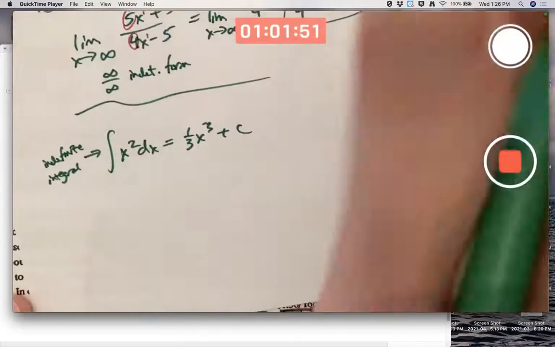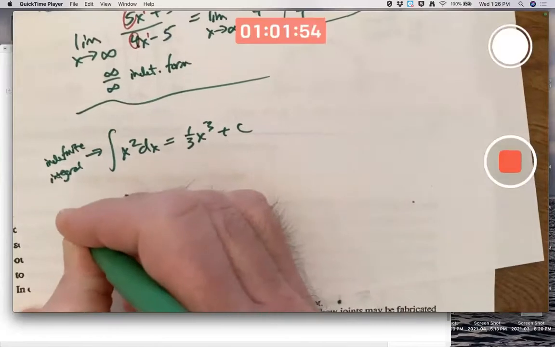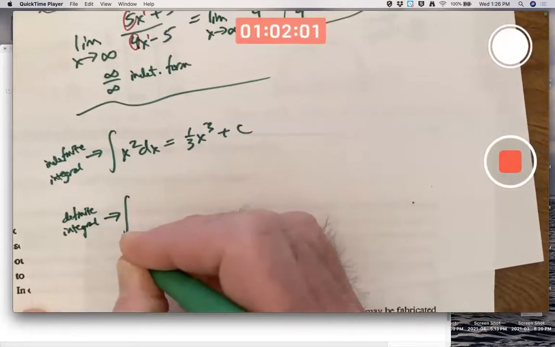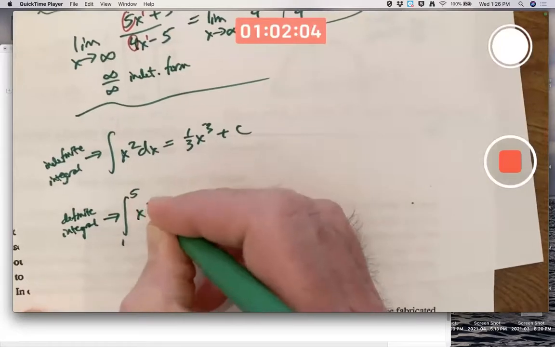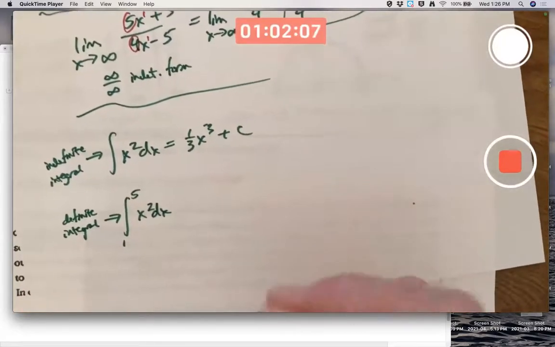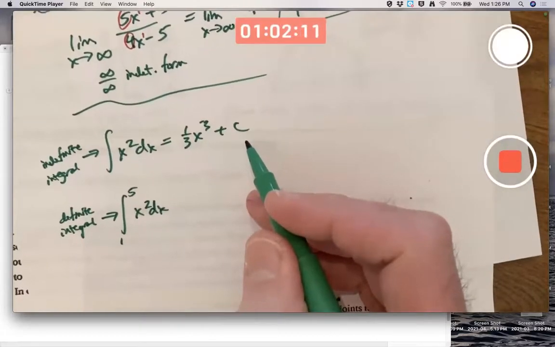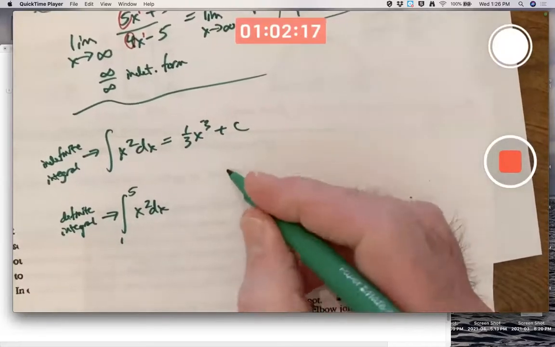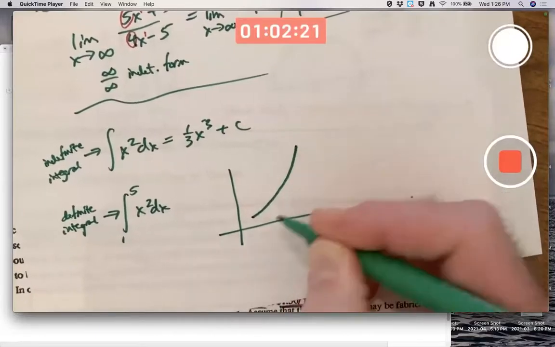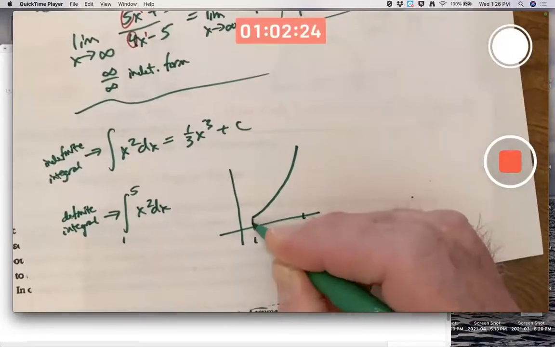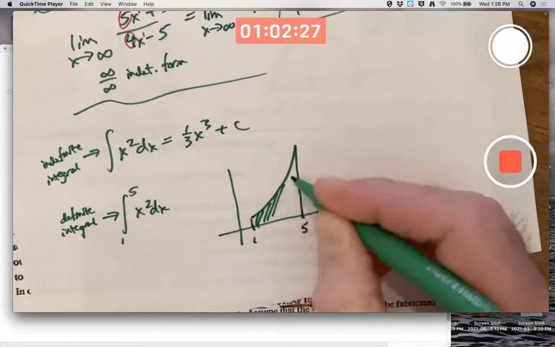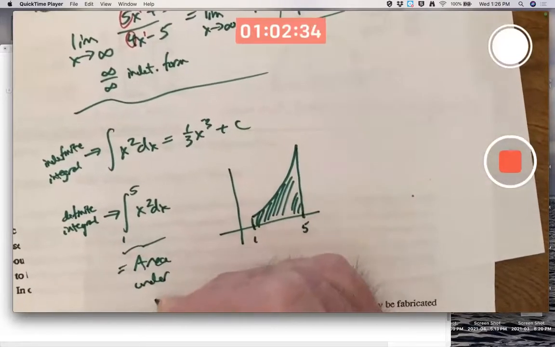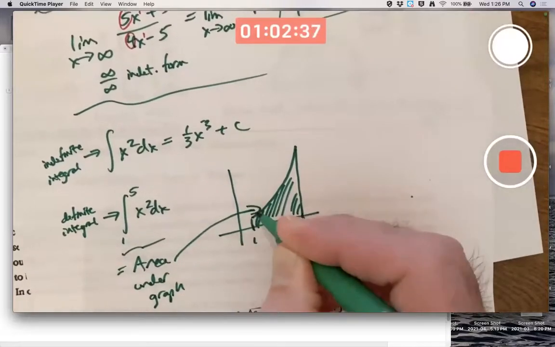But in chapter 5, we're going to learn about definite integrals, where I have something called limits of integration, like maybe a 1 and a 5. And this no longer represents an antiderivative when you've got fixed numbers there. Instead, at least when the graph is above the axis, it represents the area under the graph. It represents this area. This equals area under the graph. Right there, whatever that area happens to be.